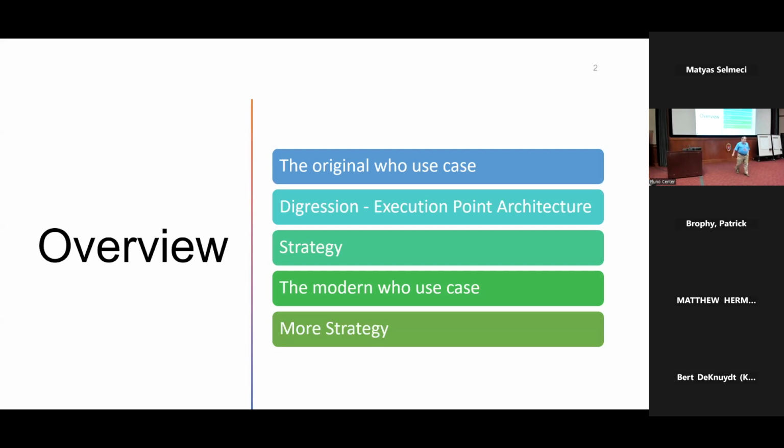Just a quick overview of this talk about the original use case of Condor Who. I'm going to step back a little bit and talk about the architecture of the EP because that will help inform what's going on with Condor Who and what it's for and how it does what it does. And then we'll talk about the strategy that we used originally 10 years ago. And then we'll come back and talk about why that doesn't work anymore, the modern use case for Condor Who and the new strategy as of 2 releases ago, 24.6, I think is when we changed this.